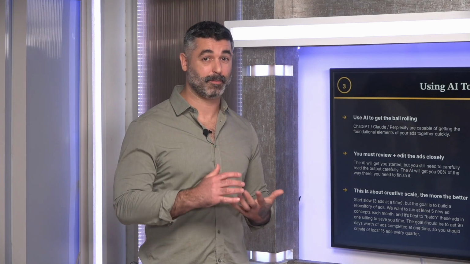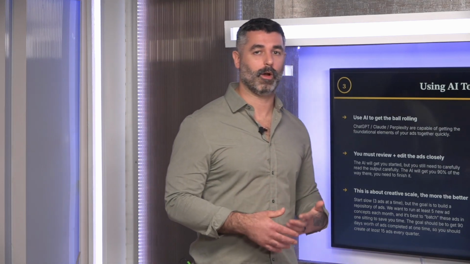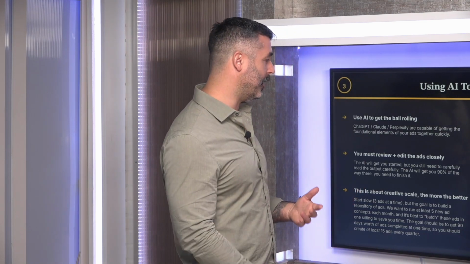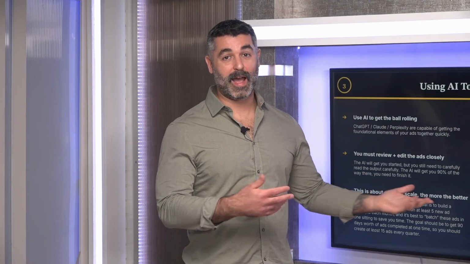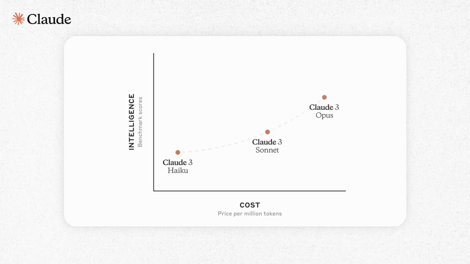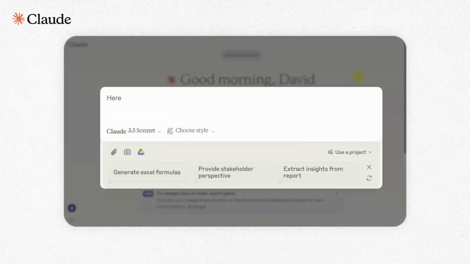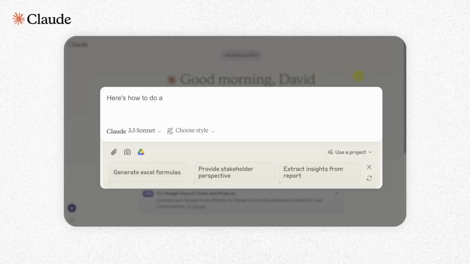And I'm telling it to give it to me in pieces too. Don't overwhelm me by just dumping it on top of me, because I want to be able to edit it. And then I go through and define a lot of this stuff too. So I use Claude for this. In Claude, you can build a project and you can keep feeding that project information. So when I use my Claude, it's got a year's worth of here's how to write a hook, here's how to do video scripts, here's the problem agitate solution framework.